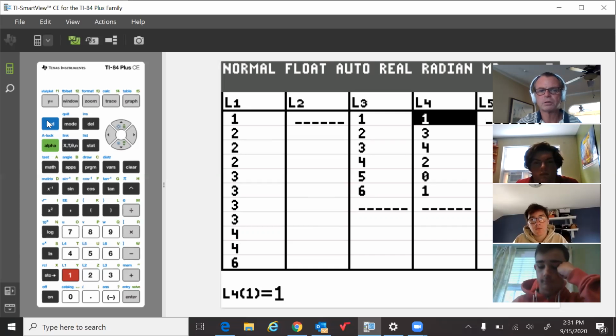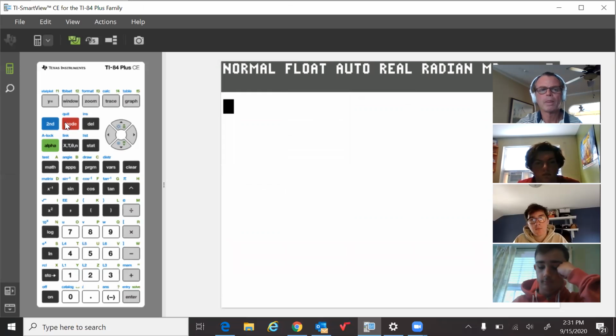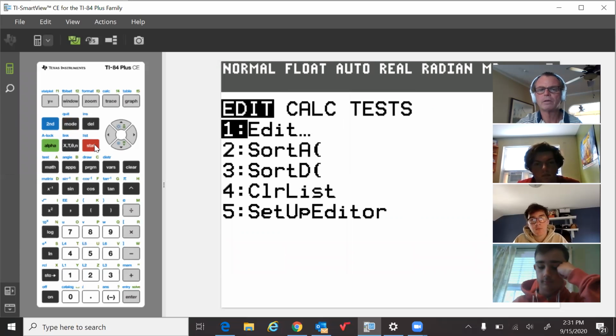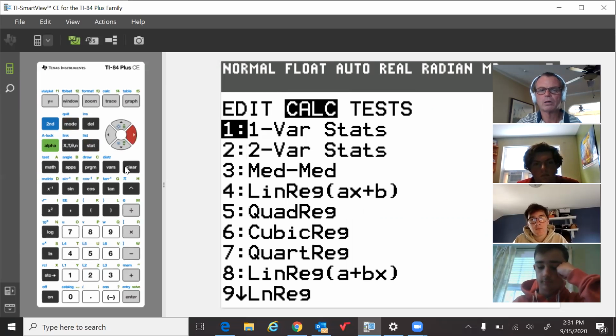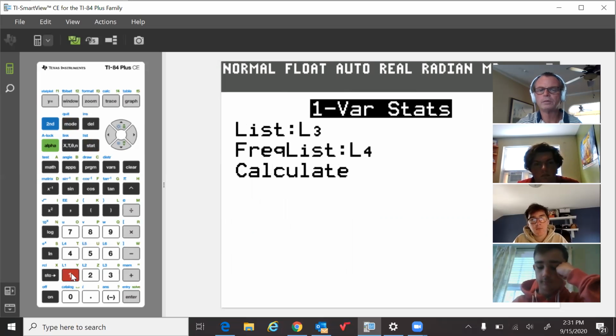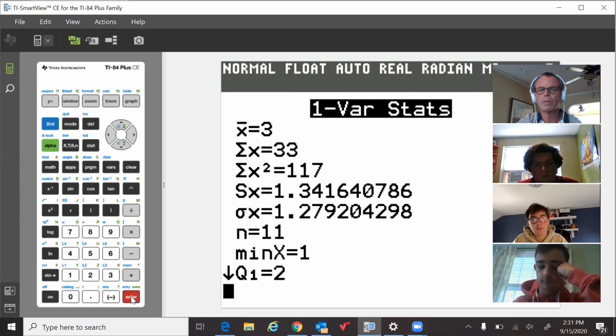So I'm going to go to stat, calc, 1, just to remind you what those numbers are. And I've got this and this as the measure of spread.